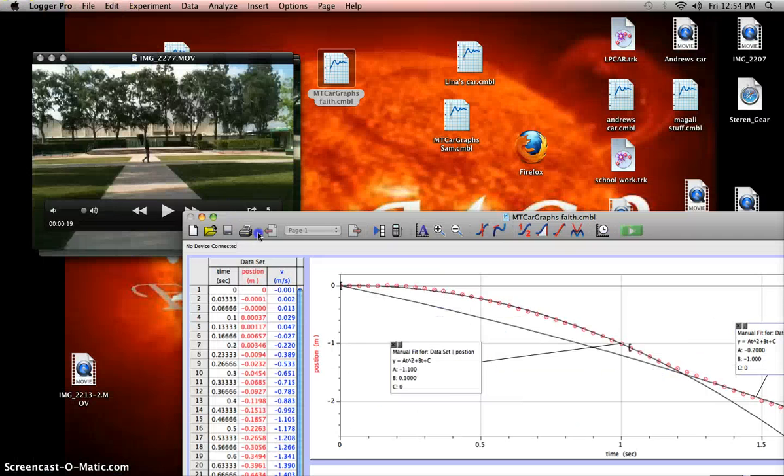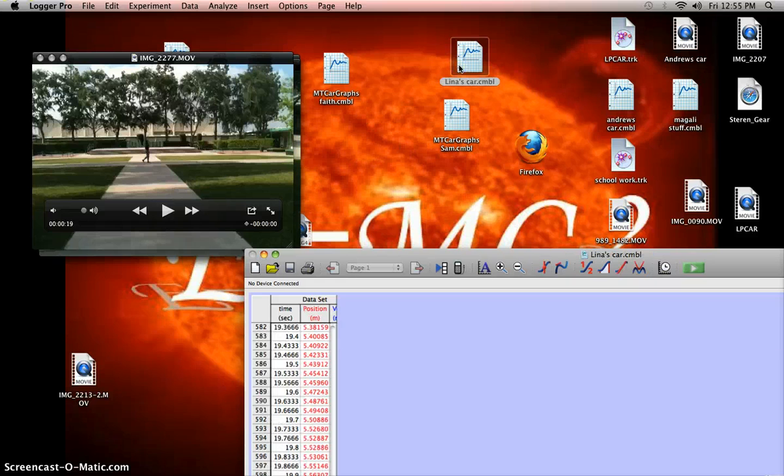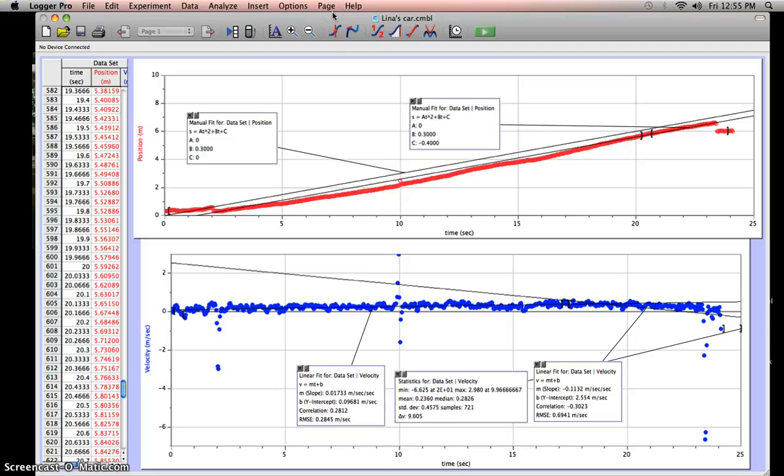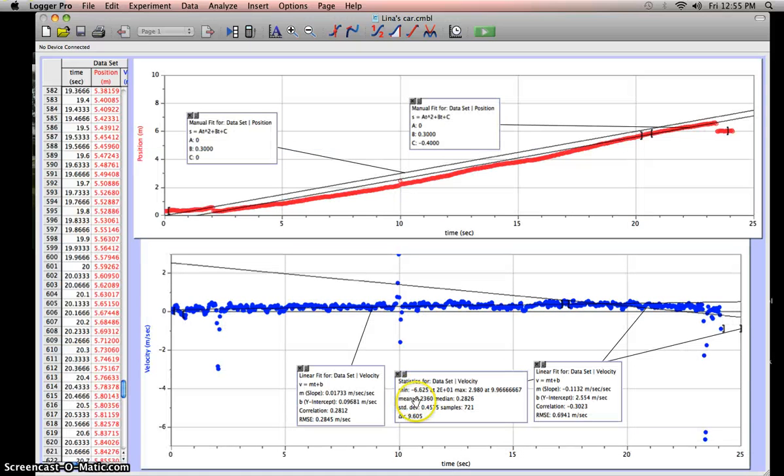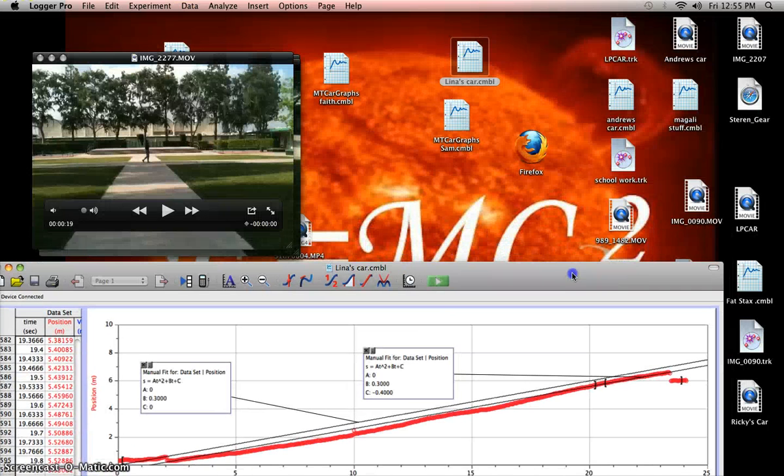Okay, now we're gonna go to Lina's graph. Okay, so my graph just increases, and then it decreases a little at the end. And then the slope for acceleration, speeding up, is 0.01733 meters per second squared. And the slope for speeding down is a negative 0.1132 meters per second squared. The min velocity is negative 6.625, and the max is 2.90. That's all. That was a loud crash, just like that.